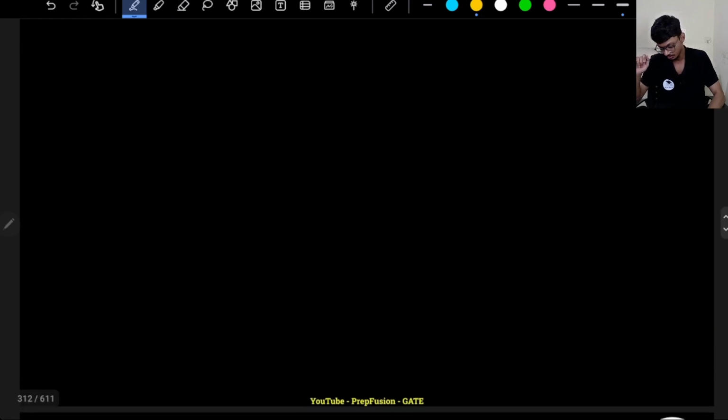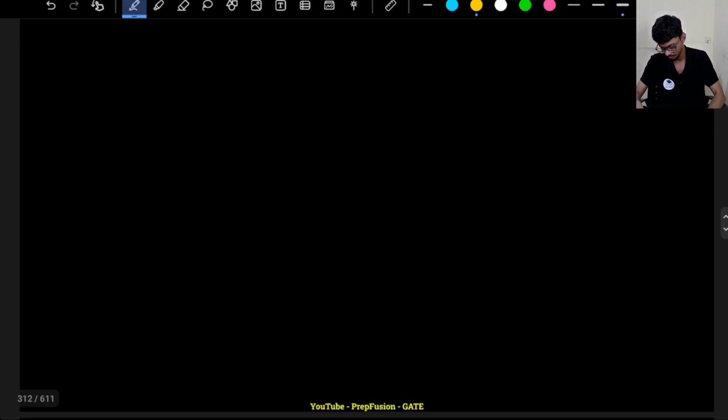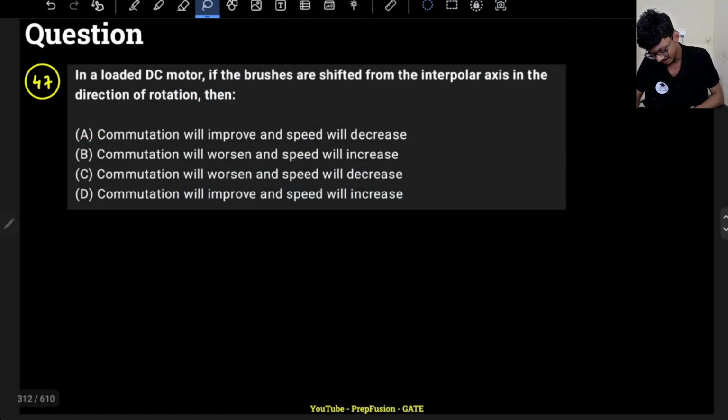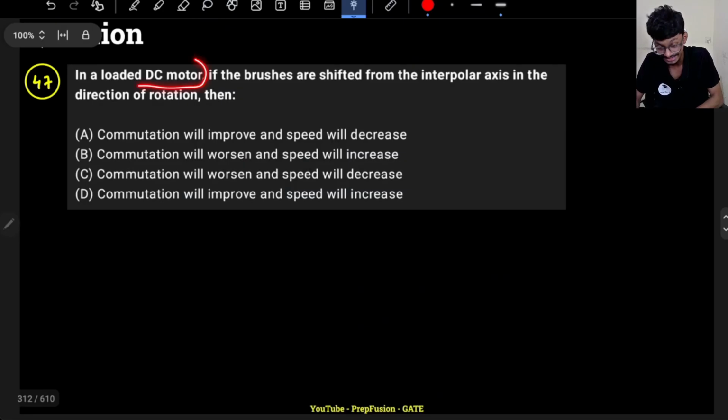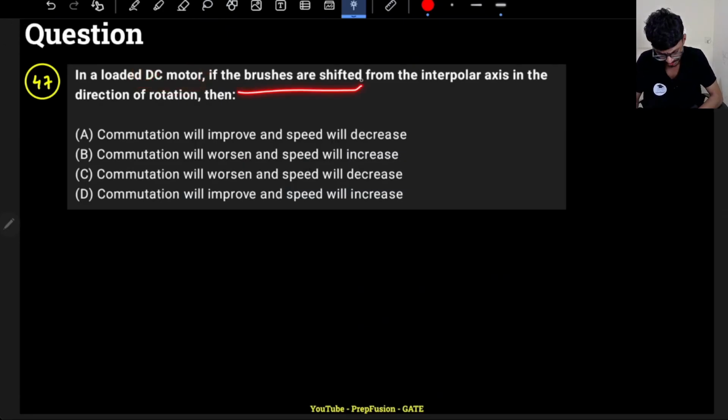Okay, let's now solve the next question. These are all mostly theoretical questions that can come. So in this question it is kind of similar, but here I have a DC motor. If the brushes are shifted from the interpolar axis in the direction of rotation for a DC motor, what will happen?